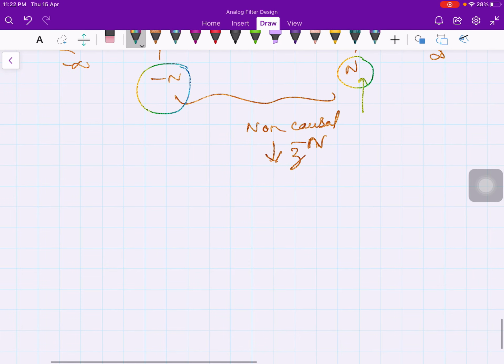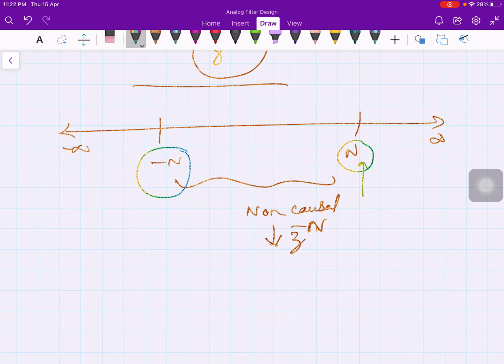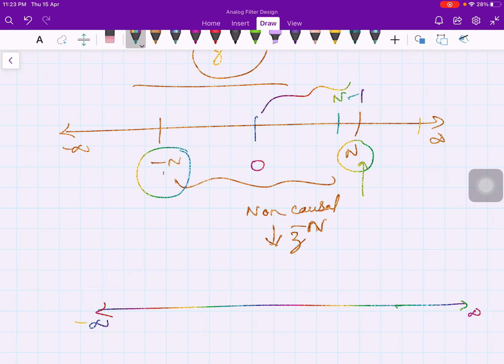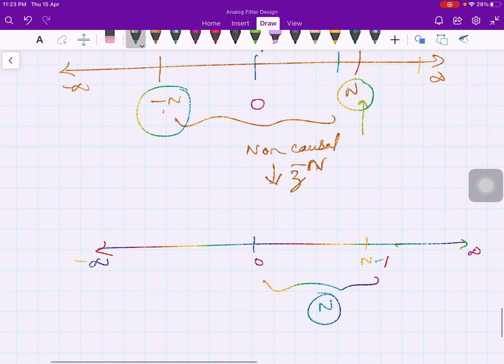So what we will do is, instead of truncating from minus n to plus n, we will truncate from 0 to some capital N minus 1. Why? Because if you truncate from 0 to N minus 1, there is no question of non-causality. So let us truncate from 0 to N minus 1. What is the length now? The length is capital N.